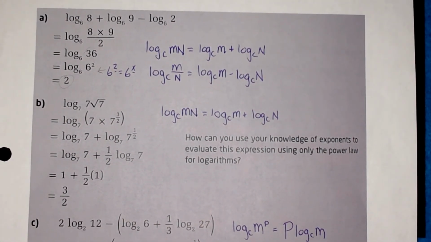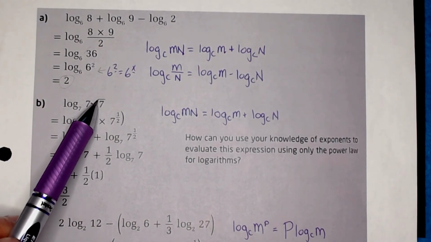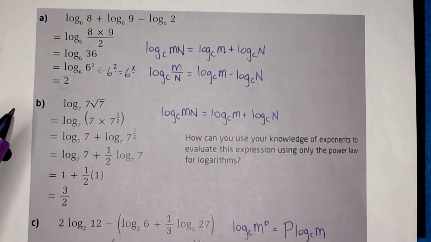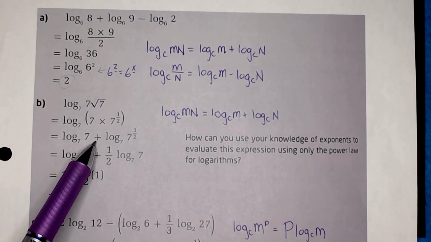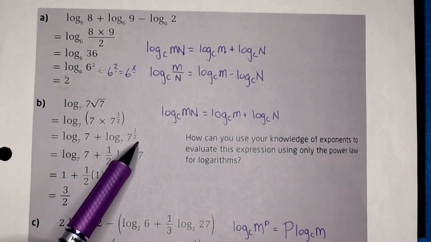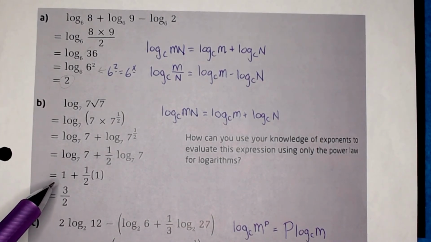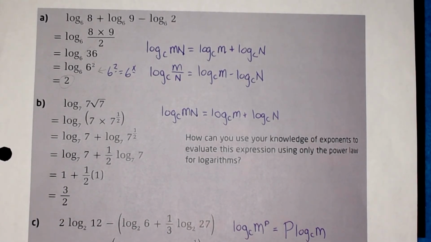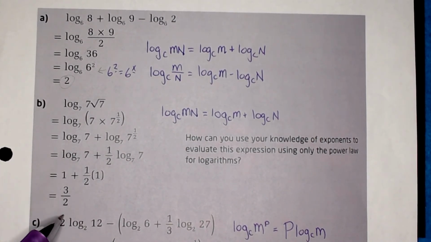In B, you're just using the product law to break this apart. So you'll have 7 times the root of 7, or 7 times 7 to the 1/2. And then you can just use the distributive property and break apart the terms: log 7 of 7 plus log 7 of 7 to the 1/2. Move the 1/2 to the front, and then just fill in the values. 7 to the power of x equals 7. Of course, it's 1. And then the same thing here, times 1/2. So we would get 1.5 or 3/2. Both are perfectly good answers.